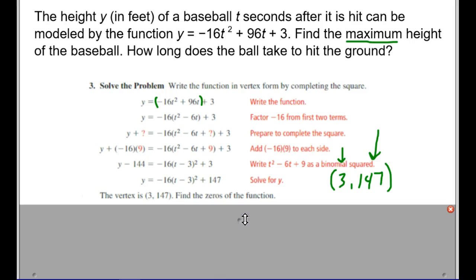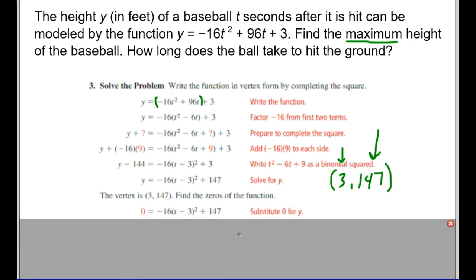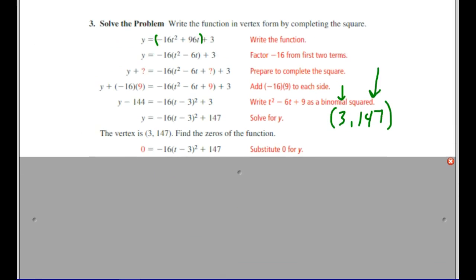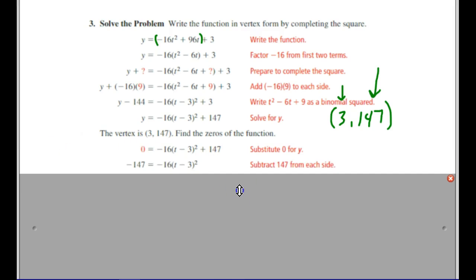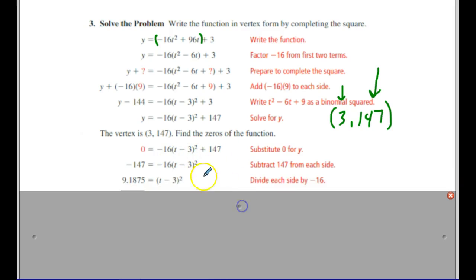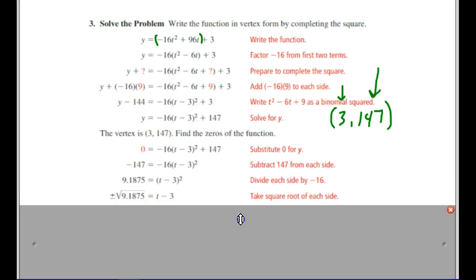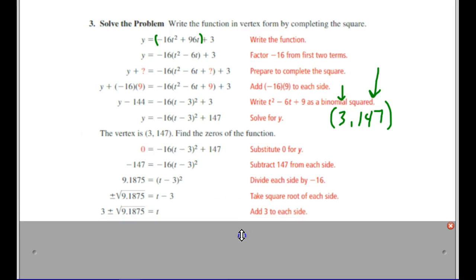In order to do that, I want to find the zeros of my function because I want to see where it hits the x-axis again. So I go ahead and substitute in that 0 for my y value, and I subtract 147 from both sides. Since I'm already in vertex form, the easiest way to solve this is using square roots. So I subtract my 147, I divide both sides by -16, then I can take the square root of that, so I have a plus or minus, and then I add 3 to both sides.